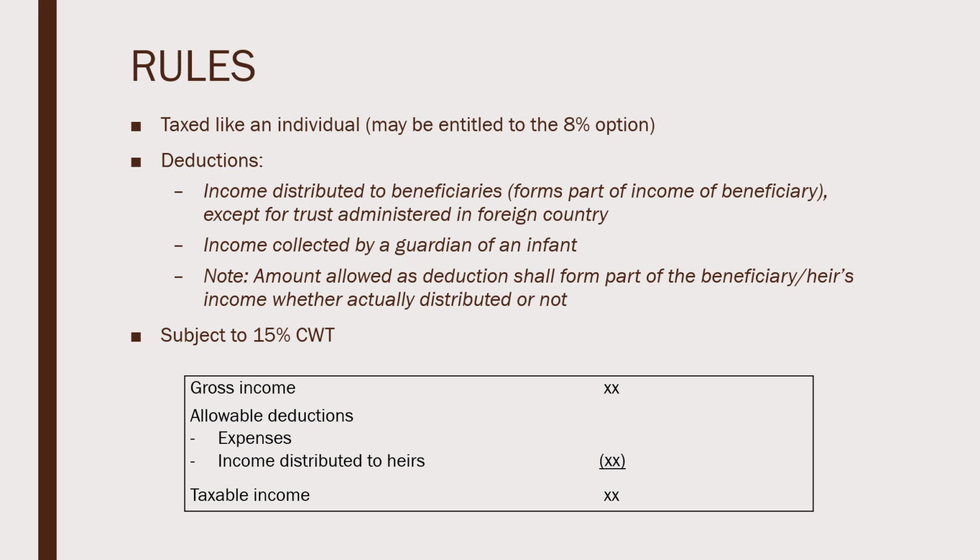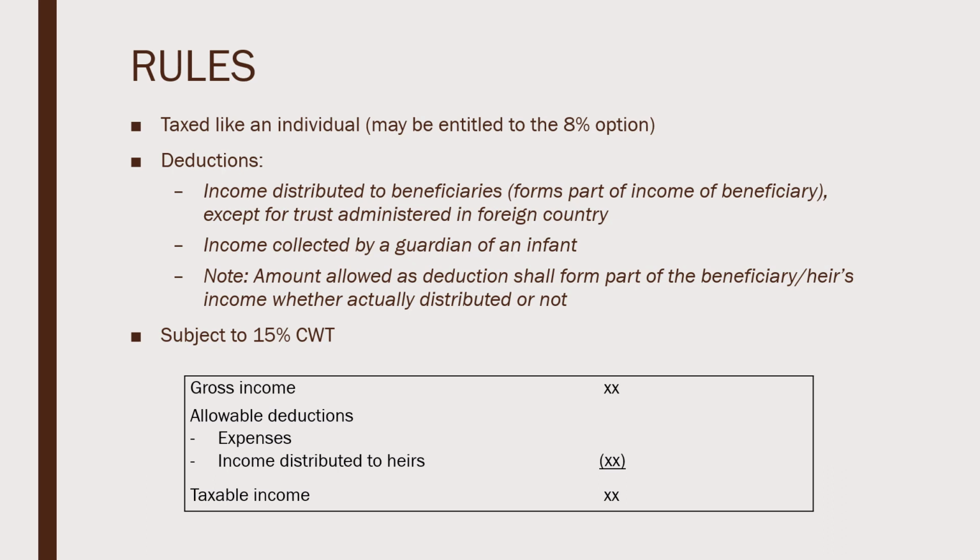Deductions from the income earned by estates or trusts include first, income distributed to beneficiaries, and this income distributed to them will form part of their taxable income, except for trust administered in a foreign country, income collected by a guardian of an infant, and note, amount allowed as deduction shall form part of the beneficiary or heir's income, whether this has been actually distributed or not.